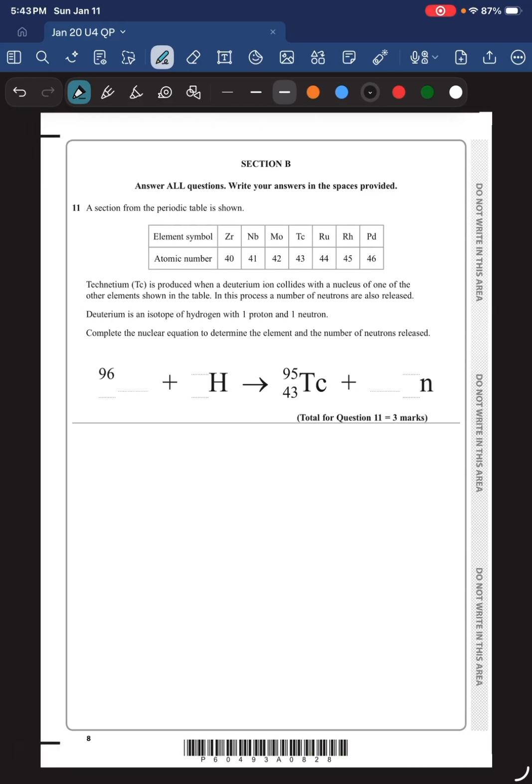We quickly move to section B and question 11. A section from the periodic table is shown. We have some elements and some atomic numbers. Technetium, Tc, is produced when a deuterium ion collides with a nucleus of one of the other elements shown in the table. In the process, a number of neutrons are also released.